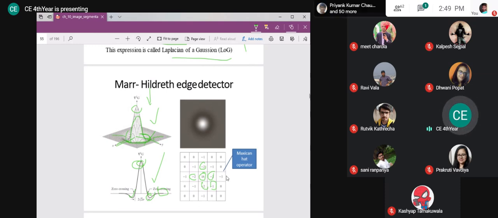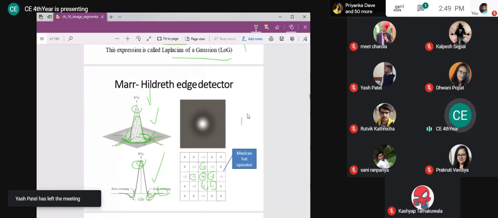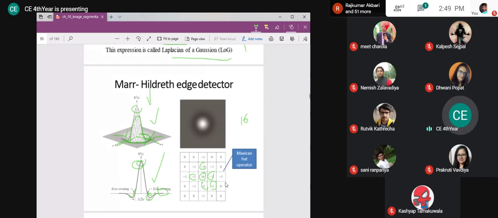Again the question arises, why take this as 16? You take 16 because if you sum up all the elements, the summation will be 16, right? If I apply this mask to a constant region where all the intensities are the same, that means no edge is present. The response of my edge detector should be 0 because there is a constant region, and there should not be any edge. So the summation of all the elements of my edge detector must be 0.